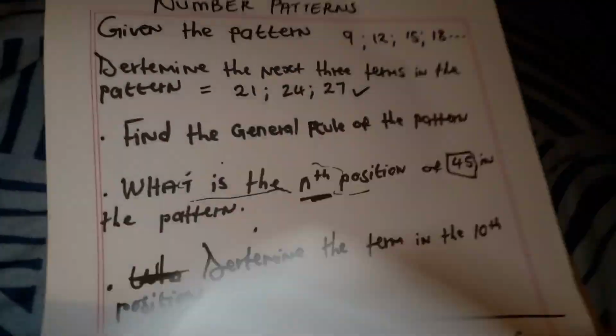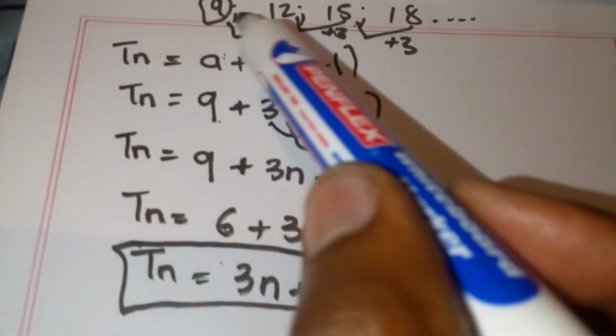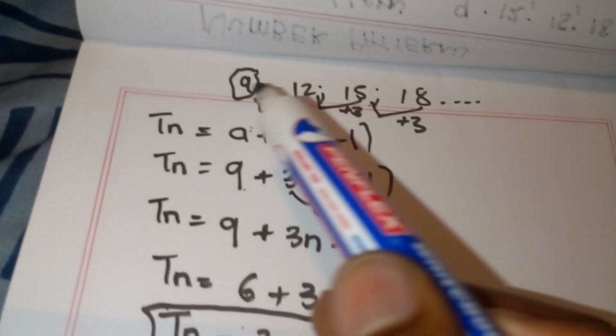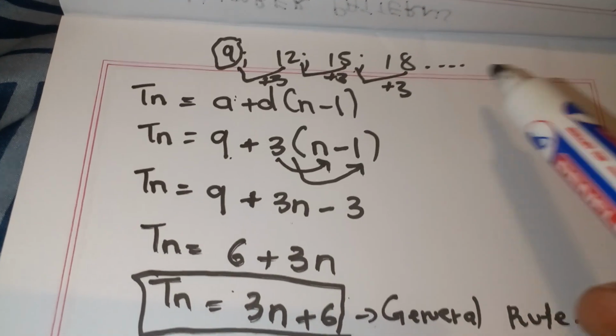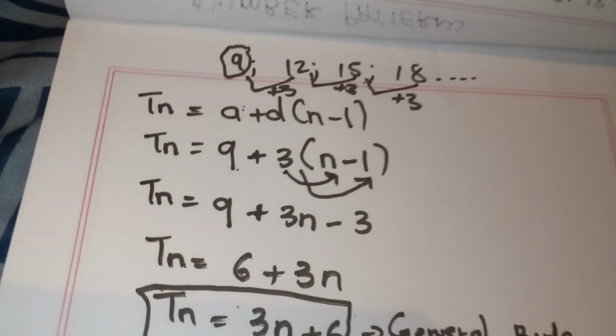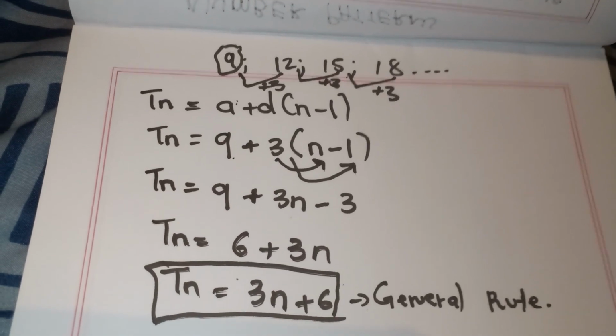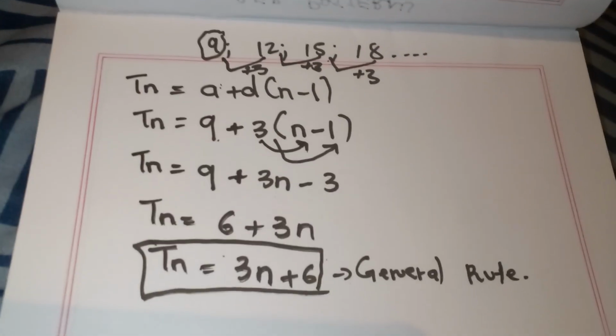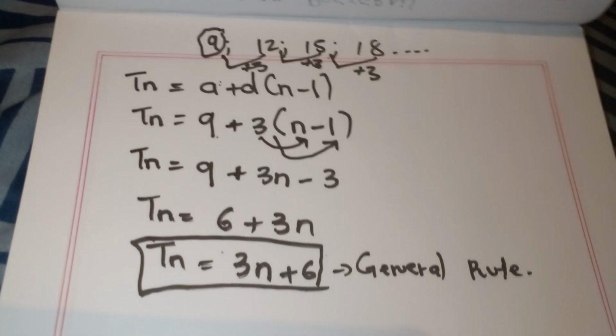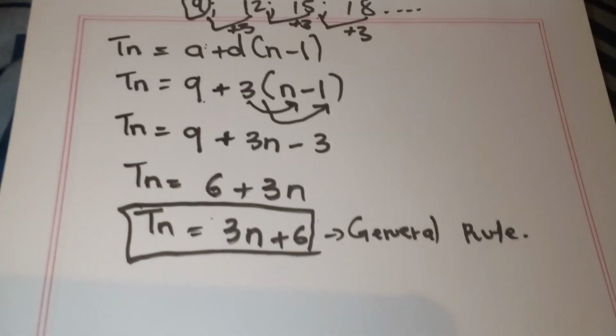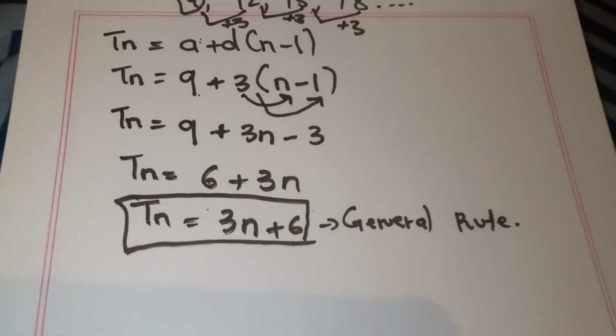I know most students start expanding this one. They start expanding 9, 12, 15, 18, 21, 24, 27, 30, and so forth, until they get to 45, and then they say the position is that number that they would have counted, which, guys, is professional suicide.